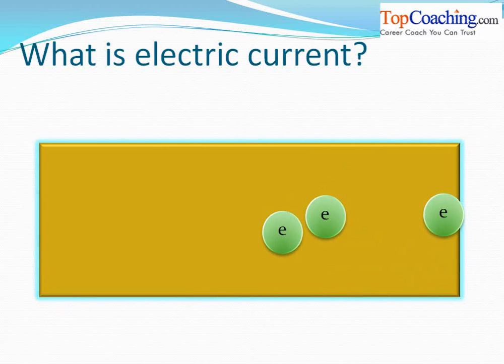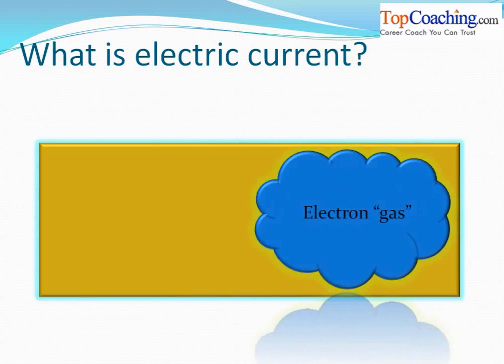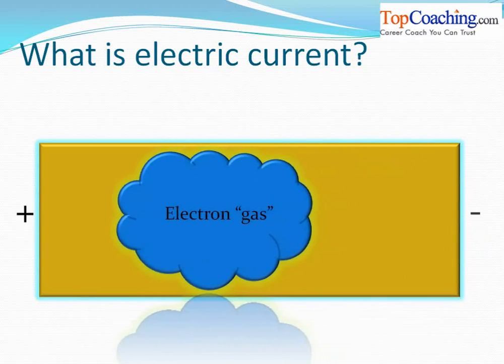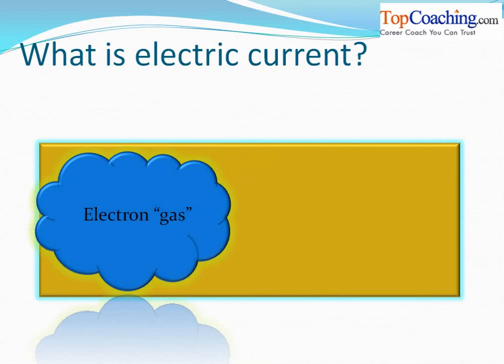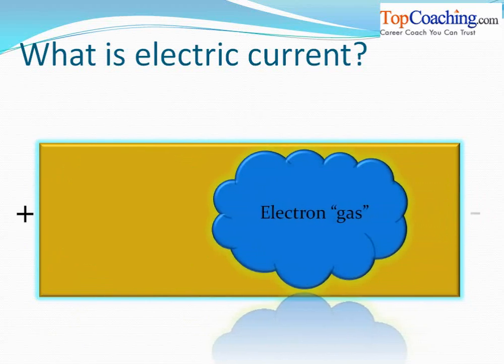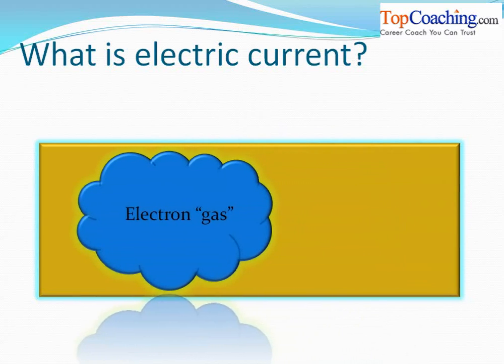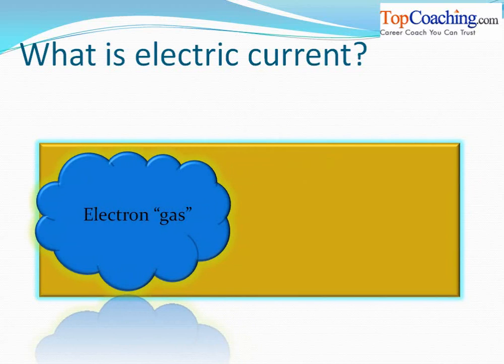Now, when you apply a potential difference across a conductor, these electrons start moving in a specific direction. For example, they move from the negative potential end to the positive potential end. So in a way, you can imagine that the electrons have become an electron gas. In a gas, all the molecules move randomly. But if the gas is moving in a certain direction, then along with the random motion, all the molecules are also moving in a particular direction. Similarly, when a potential difference is applied across a conductor, the randomly moving electrons continue to move randomly, but the net cloud, the net mass or gas of electrons, also moves in a certain direction from the negative potential end to the positive potential end.